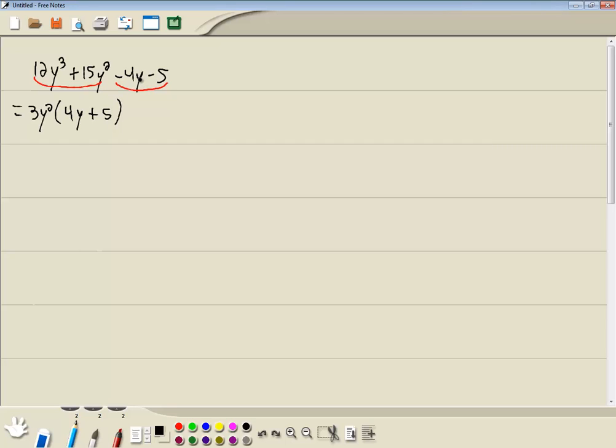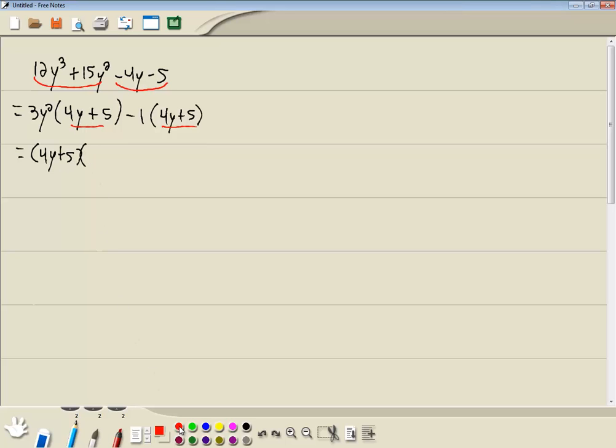Now my second grouping here, they have nothing in common, but my first term is negative. Remember, we have a note for the GCF. It says if your first term is negative, you always factor out a negative. So I'll factor out a negative 1. And that gives us 4y plus 5. Now our goal was to get this parentheses the same as this parentheses, which they are. So I'll factor out a 4y plus 5.